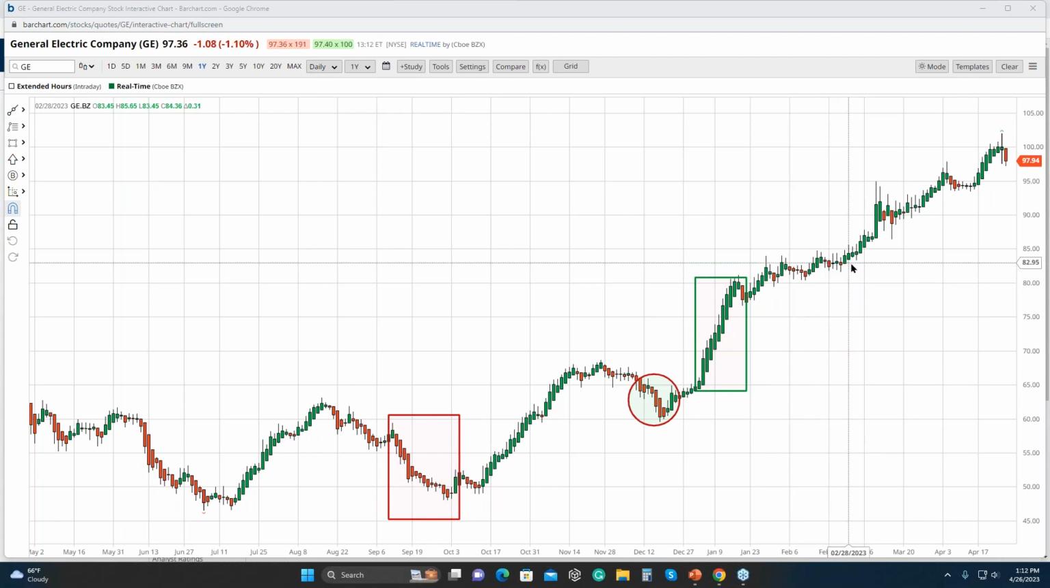Now, consolidation could be defined as trendlessness or indecision. I kind of think about it in terms of a market that has reached some type of equilibrium between buyers and sellers, and it's waiting for the next price action, waiting for some type of catalyst that is going to move the market.